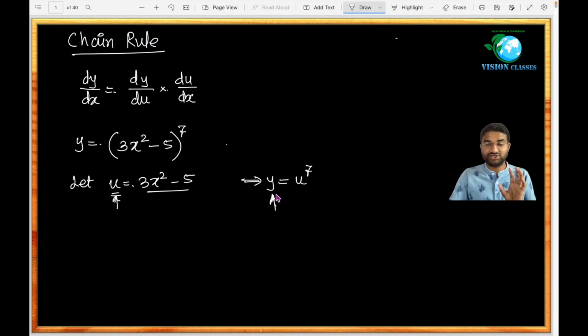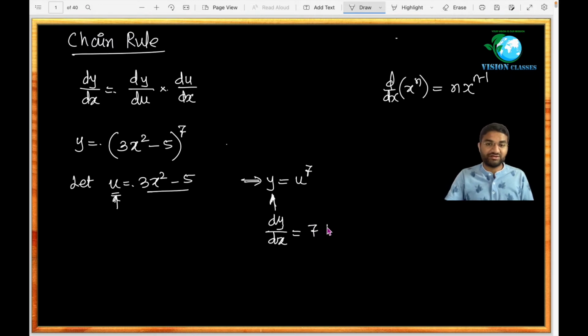Okay, so this function y you have to differentiate with respect to u, meaning you have to take dy by du. So dy by du is, here you have to use the d by dx of x raised to n formula. Recall this formula: the derivative of x raised to n is n x raised to n minus 1. So here 7 u raised to 7 minus 1, that's 7 u raised to 6. And this is the u function and you have to differentiate it with respect to x, isn't it?